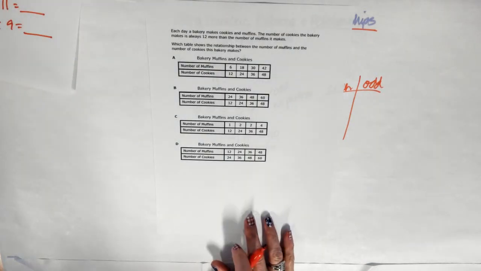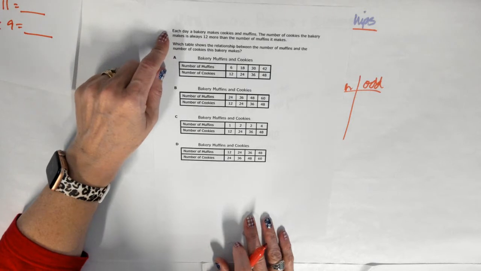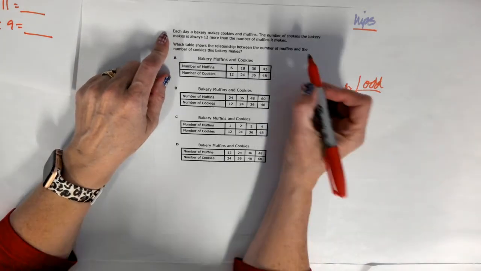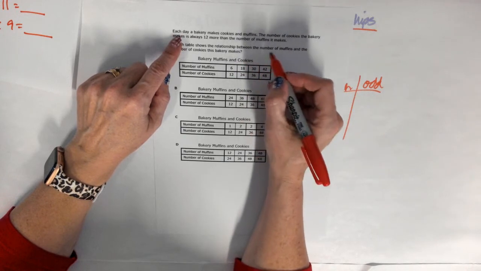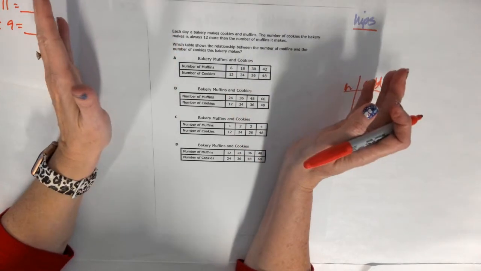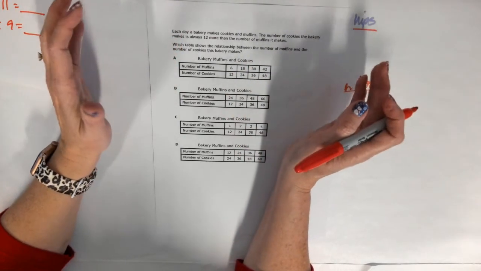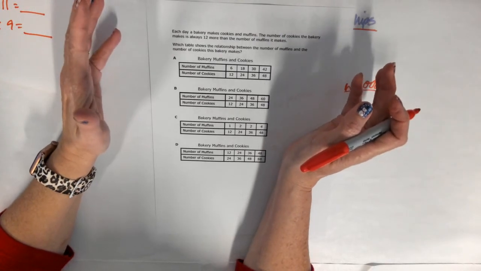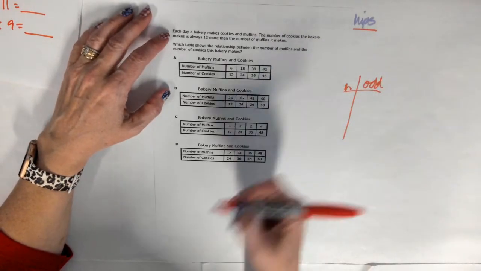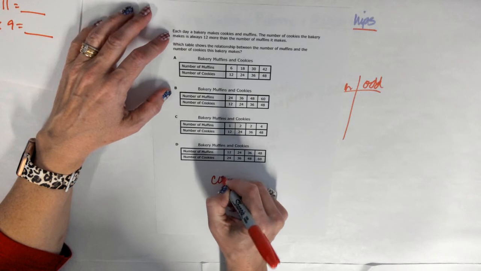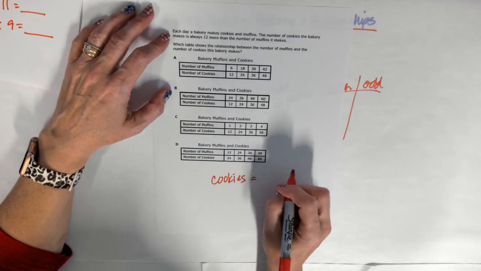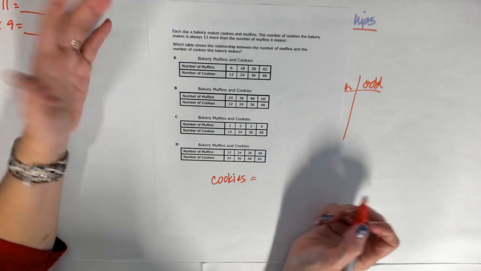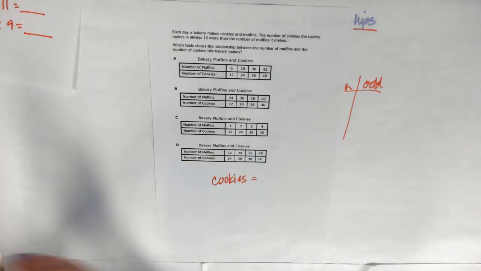So let's look at this one first. Each day a bakery makes cookies and muffins. The number of cookies the bakery makes is always 12 more than the number of muffins. Right there, kids get confused about what I'm supposed to be adding 12 to. So I want them to write it out. Cookies is 12 more than muffins. So what are we talking about here?